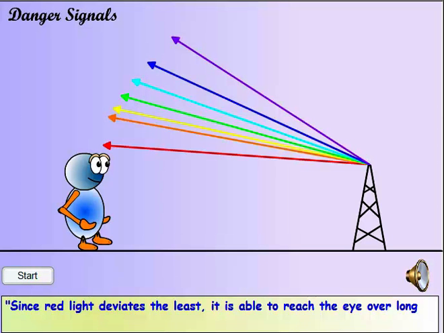Red is often used in danger signals as you need to be alarmed from a distance. Red color has a high wavelength and low frequency, and deviates the least as we saw in the prism. Since it deviates the least, it is ideal for danger signals, as other colors would be less visible after deviation.